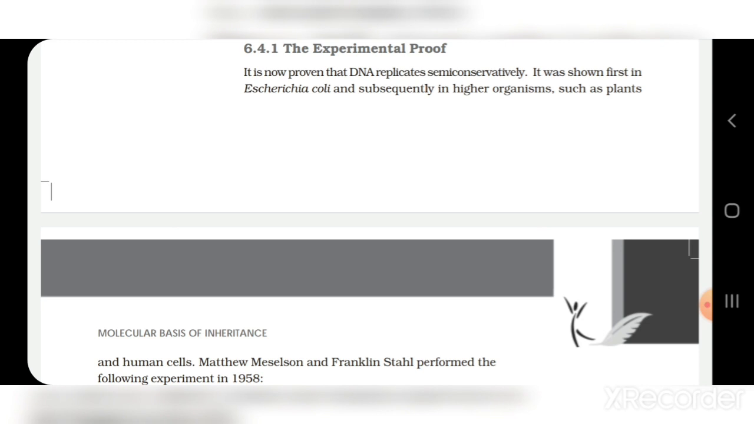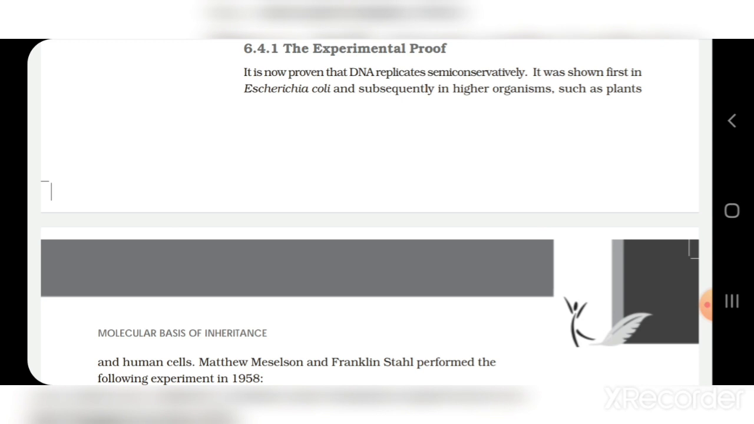Why was this isotope used? Because this heavy DNA molecule could be distinguished from the normal DNA by centrifugation. Again, why centrifugation? To differentiate between two components according to their density. It was centrifuged in a cesium chloride density gradient, in a cesium chloride solution.